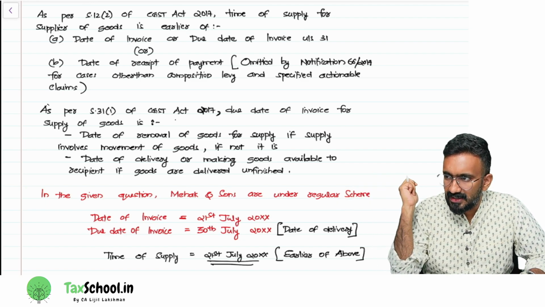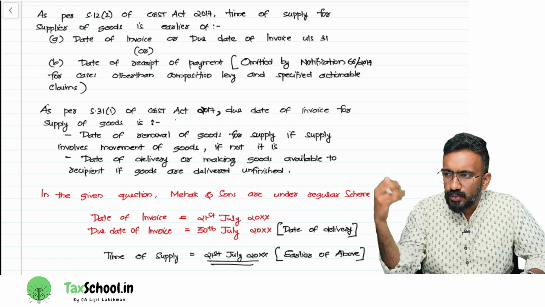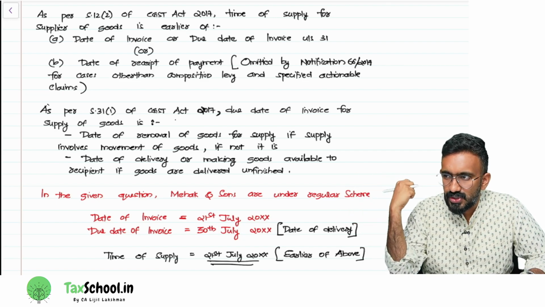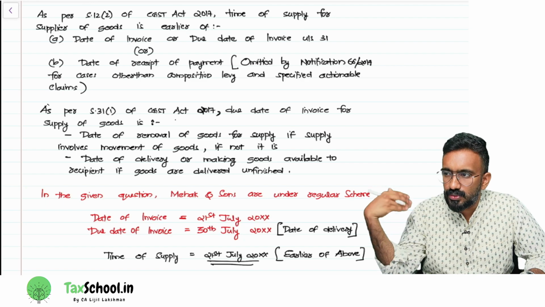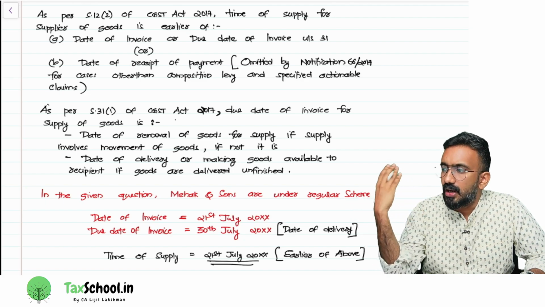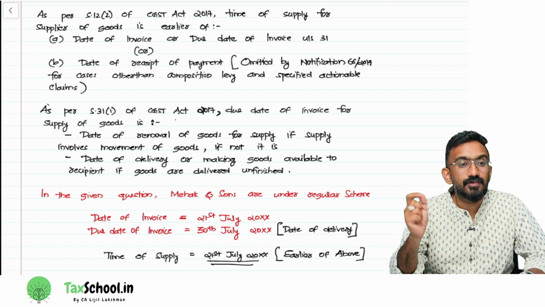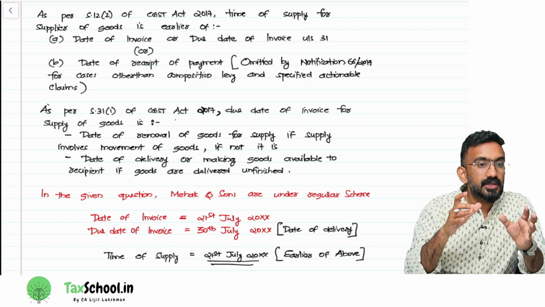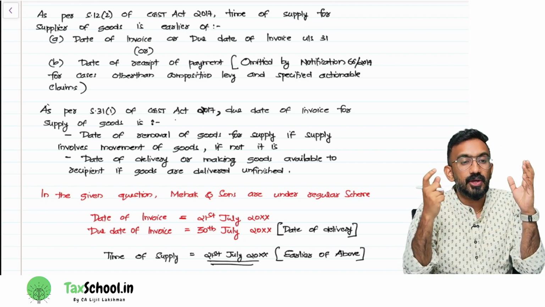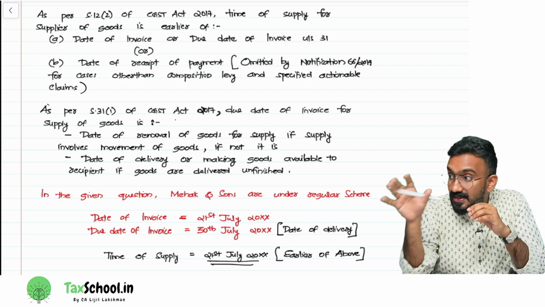Date of invoice I've written as 21st July, and due date of invoice I've written as date of delivery, which is 30th of July. Time of supply is equal to 21st of July, and in brackets I've written the earlier of the above. Only this much you have to represent. This would be a complete answer for a question which is only testing you on time of supply. If you get a question which is only testing your time of supply, this is how you will answer.